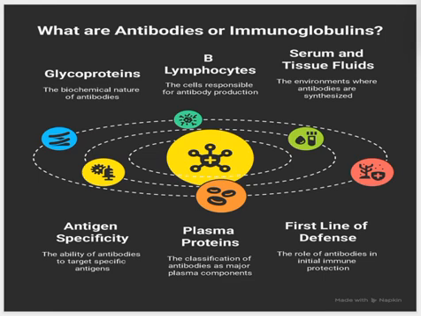So what exactly are antibodies? They're glycoproteins produced by B lymphocytes, mainly found in serum and tissue fluids. The key thing to remember is their antigen specificity. They can target specific invaders. They're major plasma proteins forming the first line of defense in our immune system. This interconnected role makes antibodies essential for immune protection.